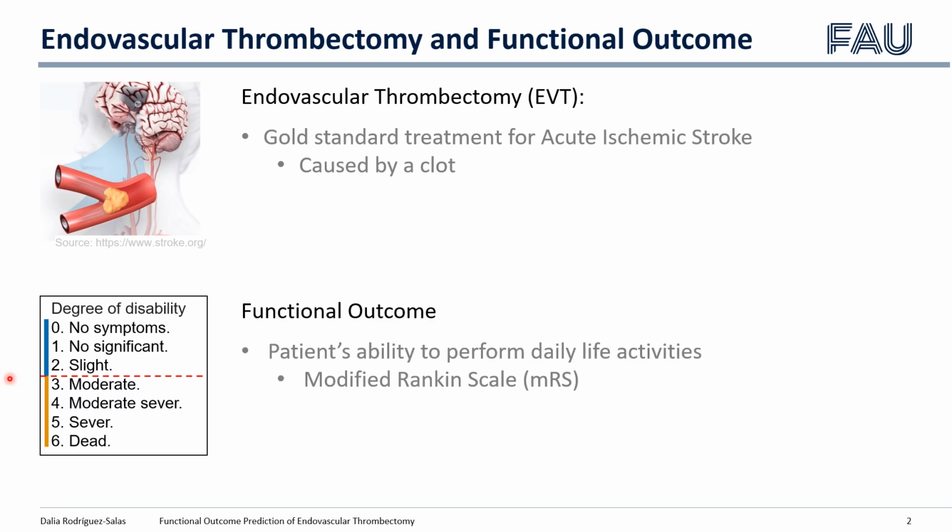The second key concept is the functional outcome, and it is often measured using the modified Rankin scale that measures the degree of disability. A score of 2 or less indicates a favorable outcome, and it means that the patient can carry out daily activities independently.